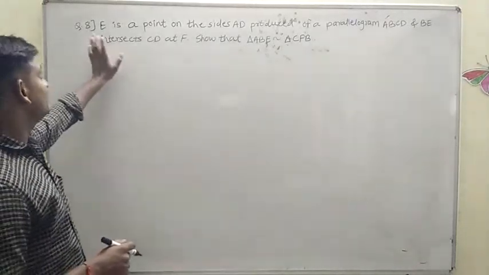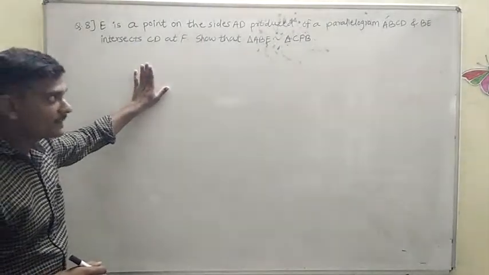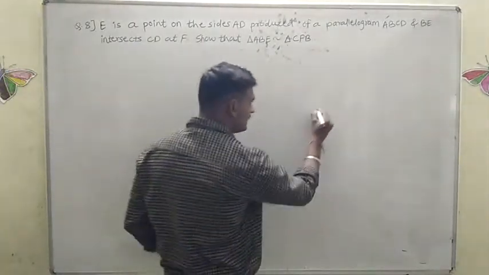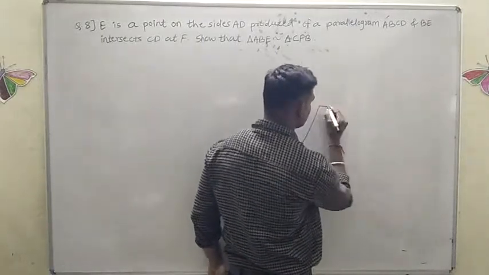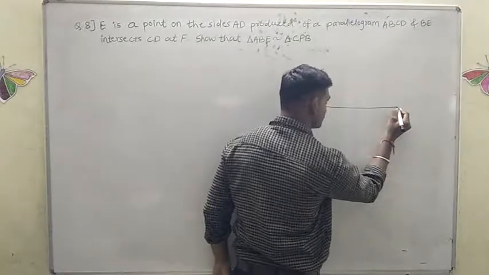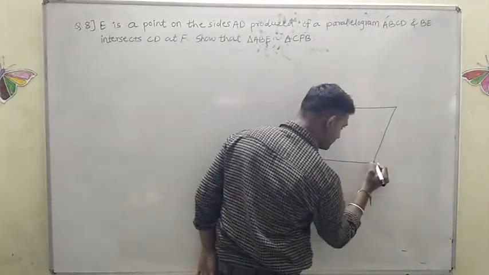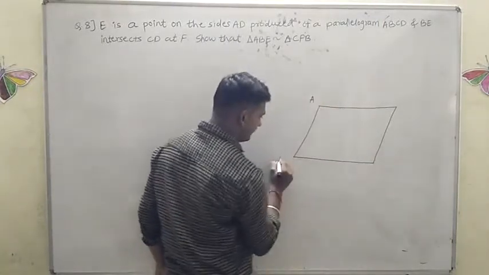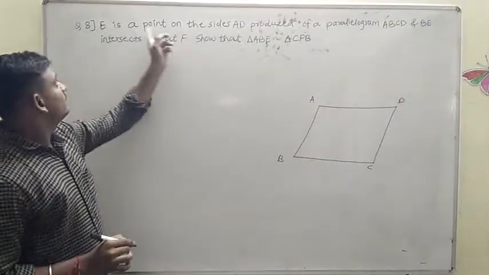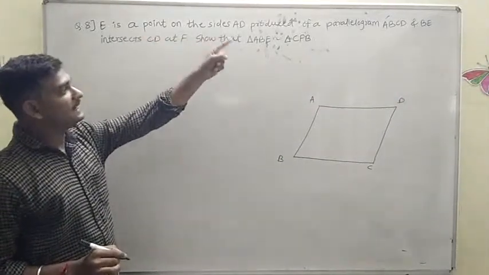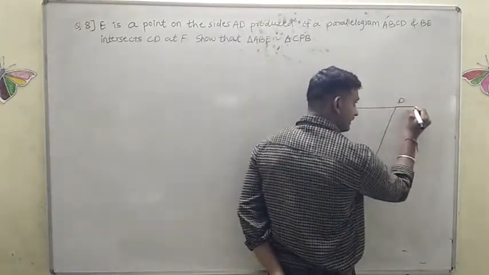In question number 8, E is a point on the side AD produced of a parallelogram ABCD. I will draw. This is a parallelogram ABCD, and E is a point on the side AD produced. We have to produce AD. Producing means we have to extend the side AD.